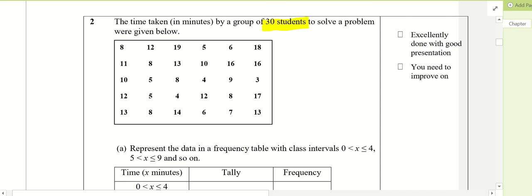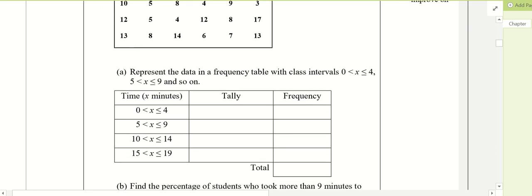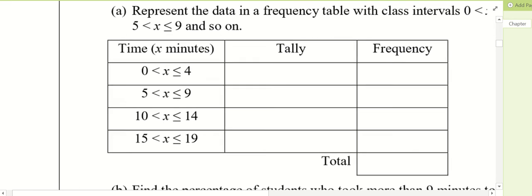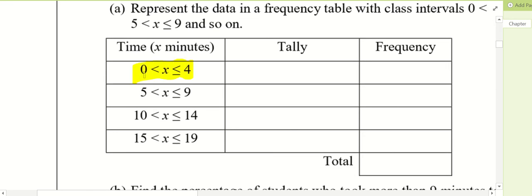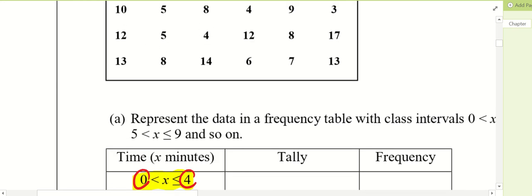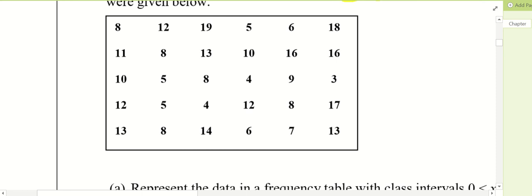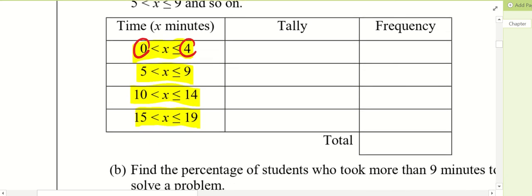There are 30 students, and the data shows the time taken for them to solve the same problem. You realize that in this case, the frequency table is quite interesting because the data is given in ranges. That means for the time between 0 and 4 minutes. So you have to figure out which category each data point falls under. For instance, the first data point is 8. Which category does it fall under? 8 minutes. Well, it's under this one, right?